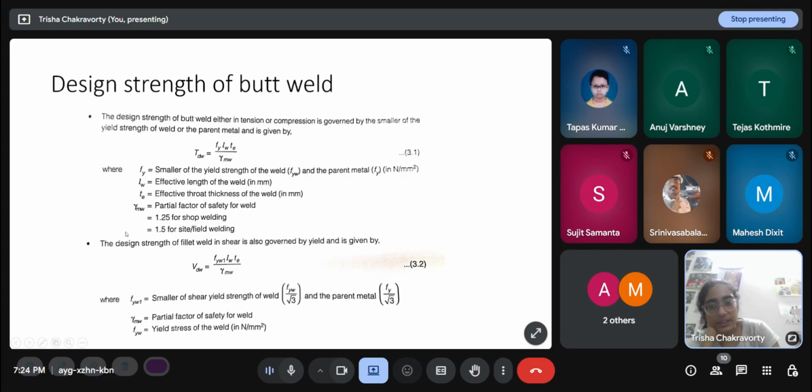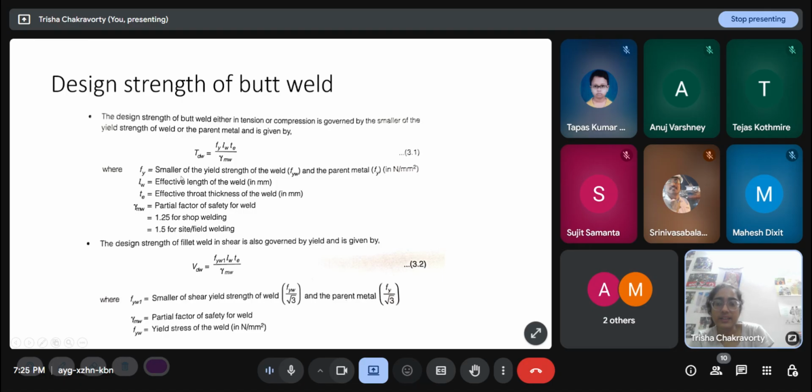Design strength of butt weld. The design strength of a butt weld, either in tension or compression, is governed by the smaller of the yield strength of the weld or the parent metal. So Fy here: generally you're probably going to see that the weld material and the parent metal are made of the same grade of steel, but just suppose it's different, then we have to take the smaller of the yield strength of the weld and the parent material, and that has to be put in this formula.